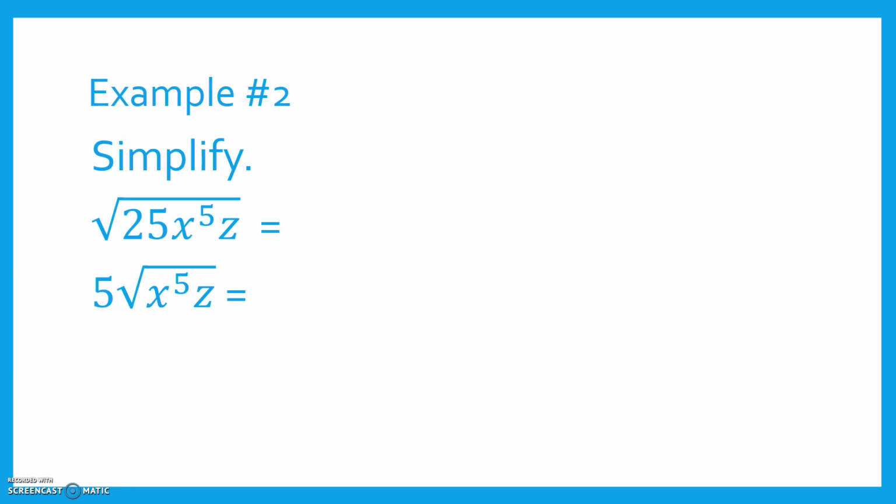Now, one at a time, I'm going to look at my variables. X to the 5th, if I do 5 divided by 2, my biggest number is going to be 4, and I have a remainder of 1. So 4 divided by 2 gave us 2, so we have x squared, and I have a single x left over. Now the z only has a single z in there, so I can't take any more z's out. Once I'm down to only a single exponent, you can't take anything out. And this would be your simplified radical.